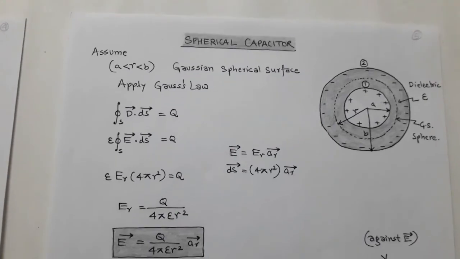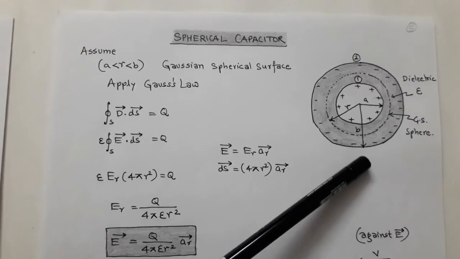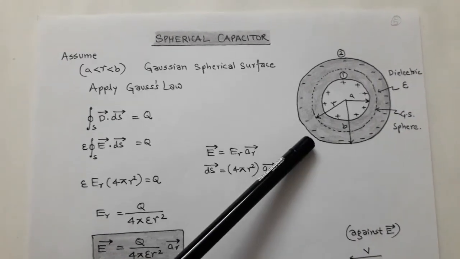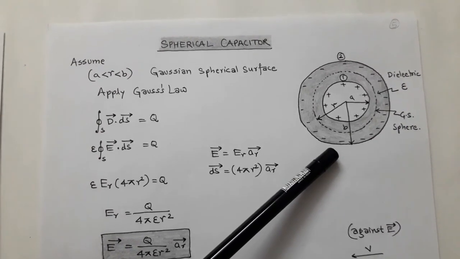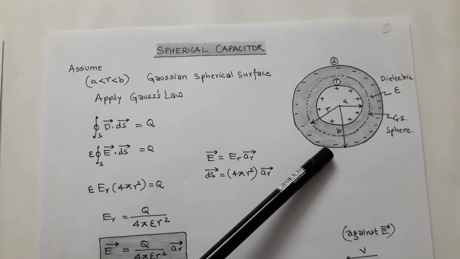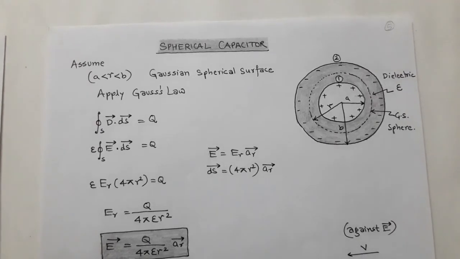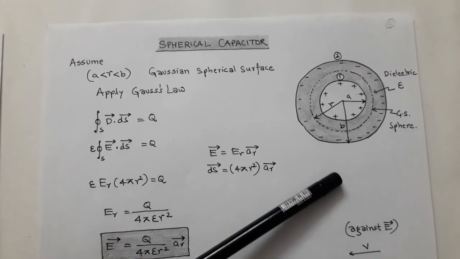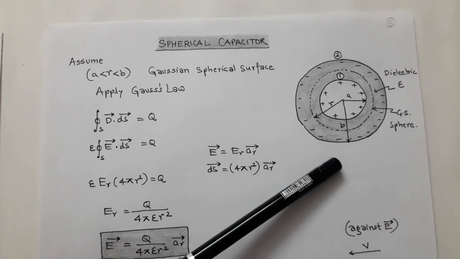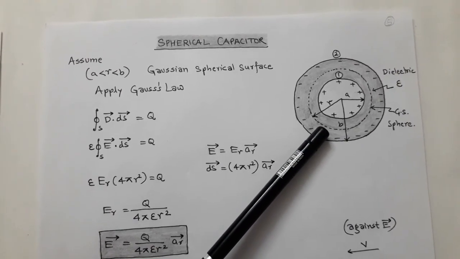Now the next is the spherical capacitor. In a spherical capacitor, two spherical conductors are placed having the same center. Since it is a spherical symmetry, here we take the radius of the sphere as r, because r, theta and phi are the coordinates of the spherical coordinate system. The inner sphere has a radius a, while the outer sphere has a radius b.